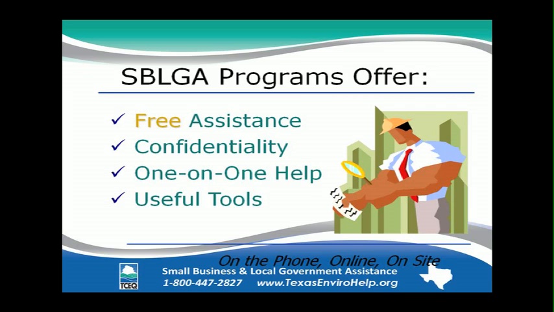And we also offer one-on-one help, and we have a lot of useful tools that we also provide to our business community. Some of those tools are publications, or we have a paper called The Advocate that lists all new policies and rule changes that are about to take place for various industries. A lot of those publications are provided to you as well. And I'll talk a little bit more about that later.